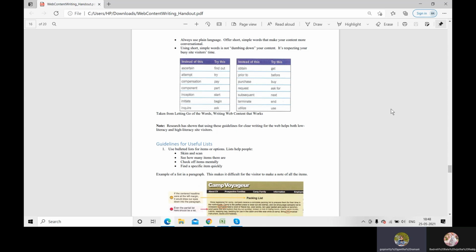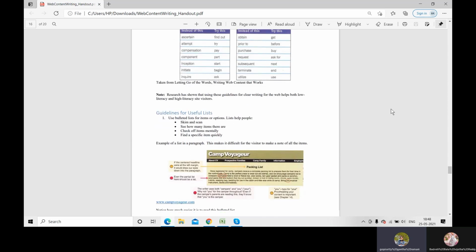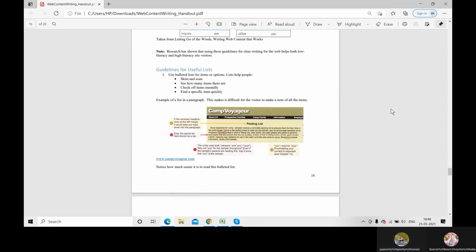So note here, research has shown that using these guidelines for clear writing for the web helps both low literacy and high literacy site visitors.